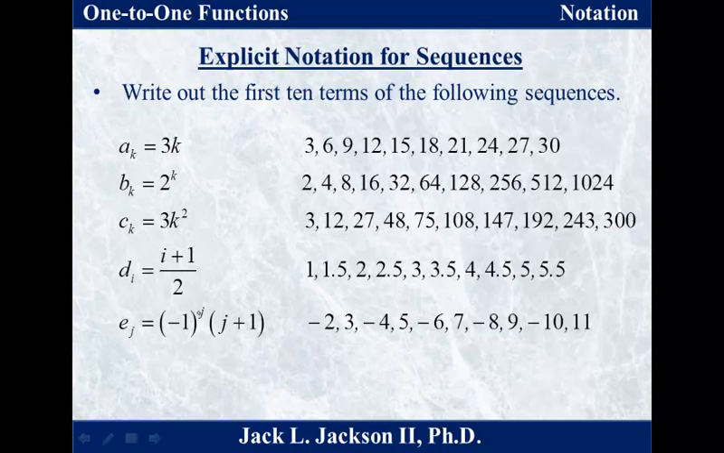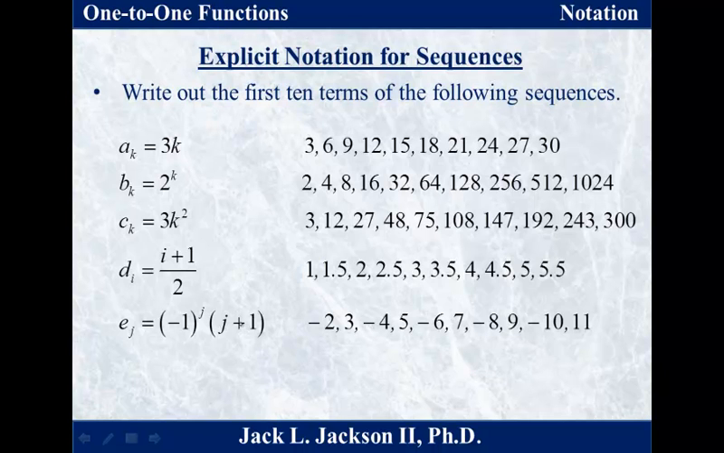Notice this negative 1 to the j is going to make it alternate signs. When j is an odd number, negative 1 to an odd number is negative 1, so you're going to get a negative number for the output. But when j is an even number, negative 1 to an even power is positive 1, and so we're going to get a positive number. So it alternates negative, positive, negative, positive.